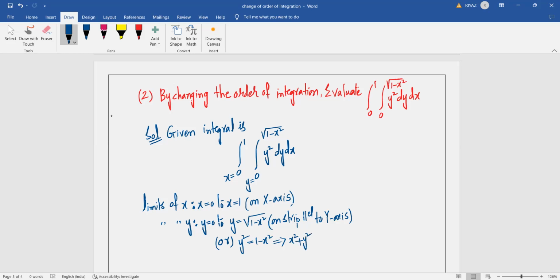A circle of radius 1 unit, we are getting. So then it is very easy to draw the figure. This is the coordinate axis, of course. This is the circle we are taking, and this is the positive quadrant.